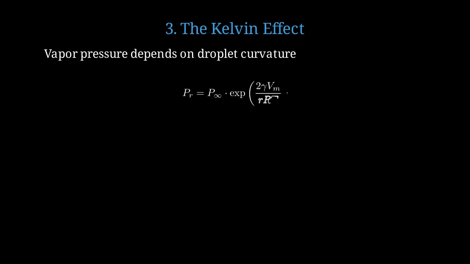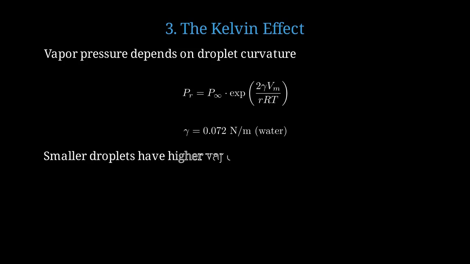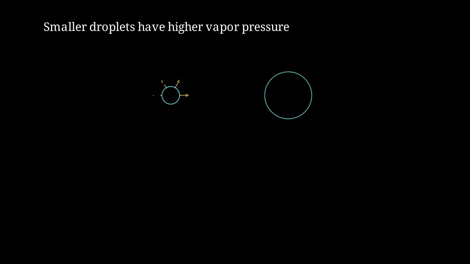The Kelvin equation shows that vapor pressure P_R over a droplet of radius r equals the flat surface pressure times an exponential factor involving surface tension gamma, molar volume V_m, radius r, gas constant R, and temperature T. For water, surface tension gamma is approximately 0.072 newtons per meter. This equation tells us that smaller droplets actually have higher vapor pressure, which should make them evaporate faster. The small droplet has more arrows representing higher vapor pressure, yet the paradox remains.